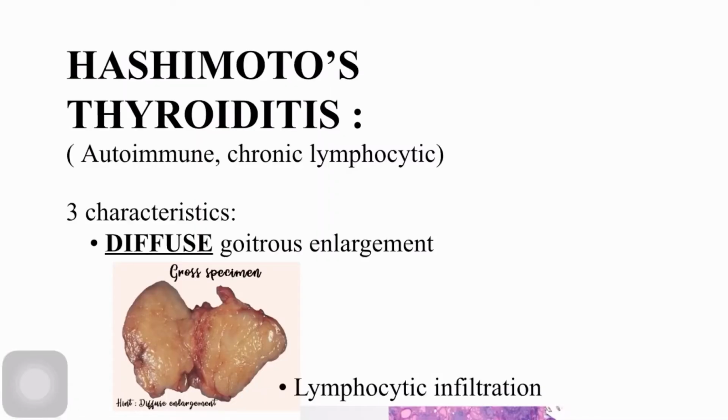Hashimoto's thyroiditis, also called autoimmune chronic lymphocytic thyroiditis, has three characteristic features. The first one is the diffuse goitrous enlargement. As you can already see in this picture of the gross specimen of the thyroid gland, there is a complete enlargement of the gland rather than any particular focal site or a unilateral enlargement.